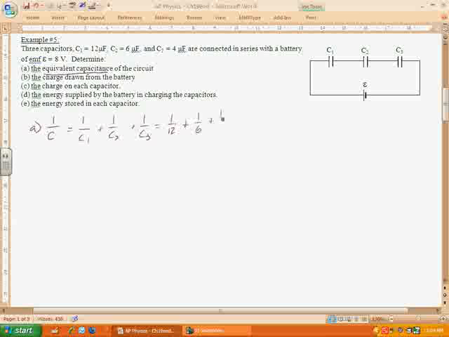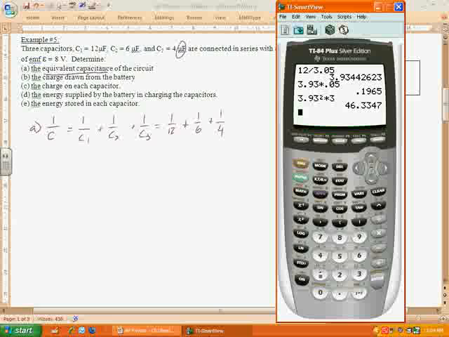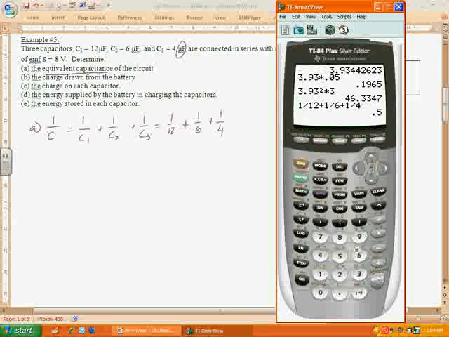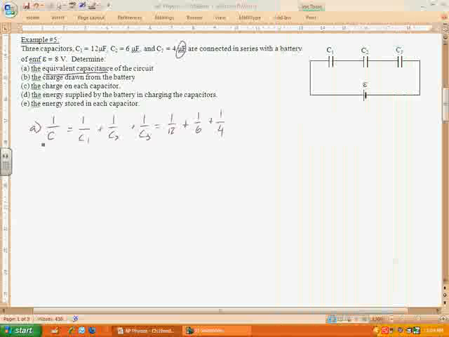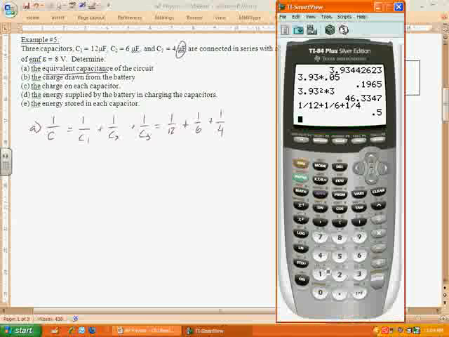And then you want to do 1 over that, right? And so now we'll go 1 divided by that, and we get a total capacitance, or an equivalent capacitance, of 2. So capacitance total is going to be 2 microfarads, right? Because I'm working in microfarads. All right, so there's part A. Let's go on to part B.